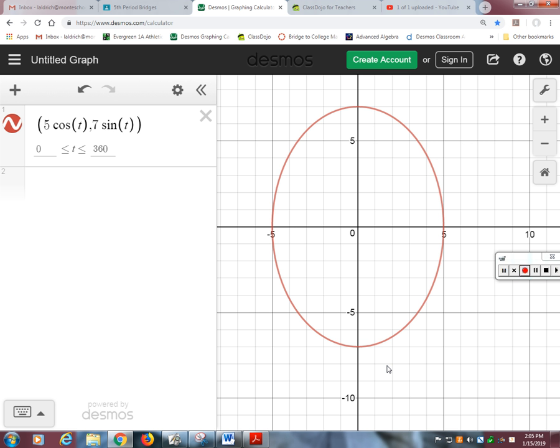So this is a parametric equation because you have an x and a y both in terms of a third variable t. So like I said, we are now able to make a graph of something that is not a function. This fails the vertical line test.